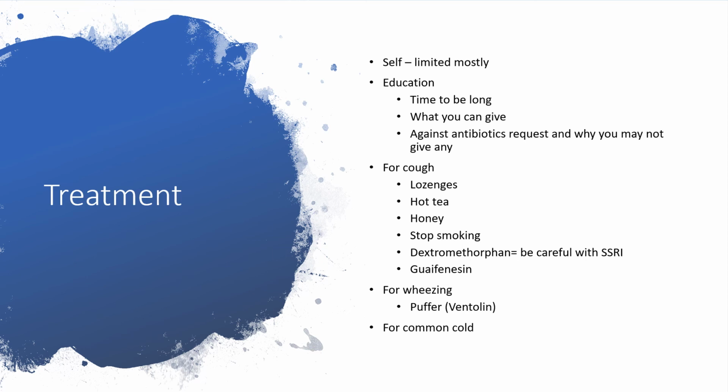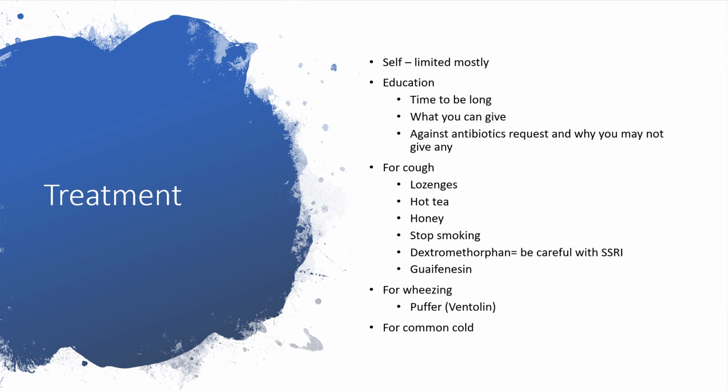You can have some lozenges, take hot tea, have honey. If you are smoking, stop smoking. Let's go over smoking cessation. You can check my channel in the next 1 week. There will be a detailed lecture on smoking cessation. You can have dextromethorphan or guaifenesin, but be careful if you are giving dextromethorphan to someone on selective serotonin reuptake inhibitors. Just find out, are you taking any antidepressant? If the answer is yes, then can I have the name or can I see the type you're taking?